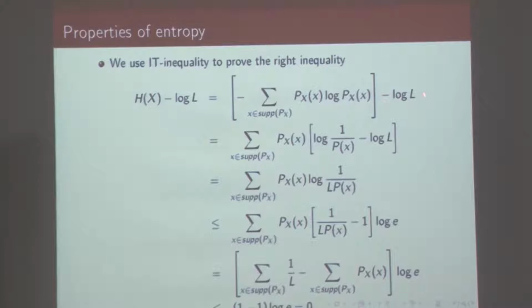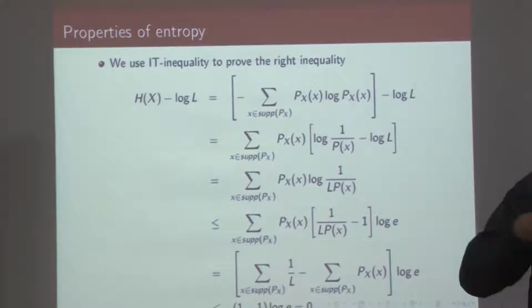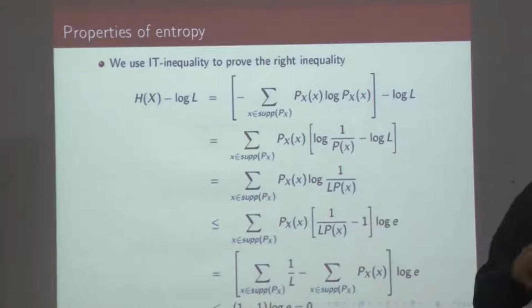Minus log of L. Now I am writing minus log of px as log of 1 by px. Now log of L I can write as summation p of x into log of L, because summation of p of x over all x would be 1. So if I write this as summation p of x log L, then I take that summation p of x common.